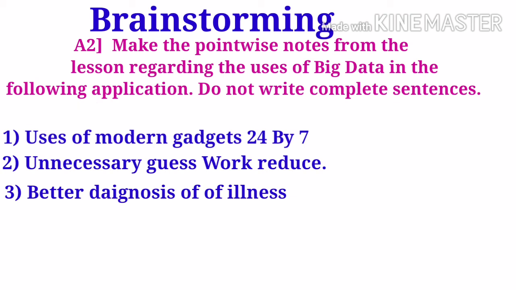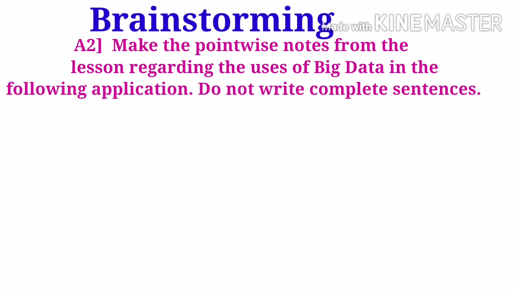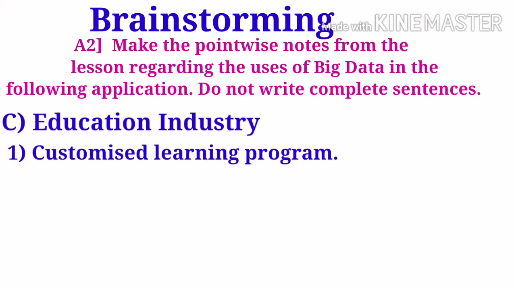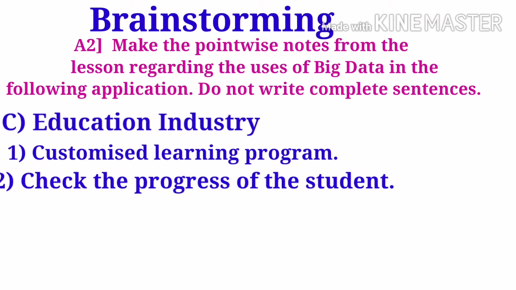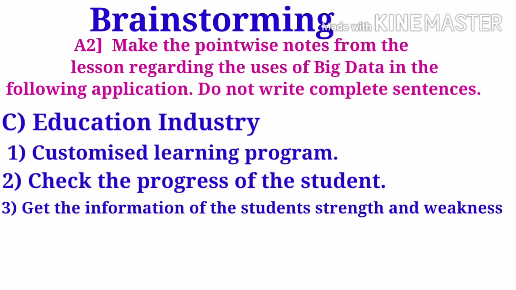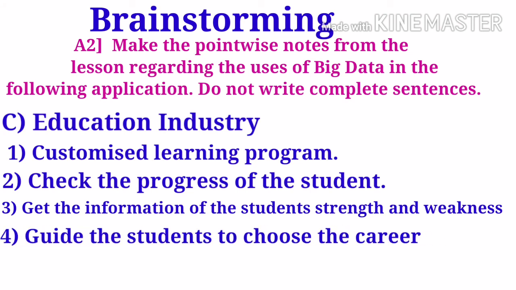Now we turn toward our third point. Our third point is education industry. See, what are the benefits for education industry? Point number 1 is customized learning program. Point number 2 is check the progress of the students. Point number 3, get information of students' strength and weakness. And point number last is guide the students to choose the career. Okay, I hope you all understand it.